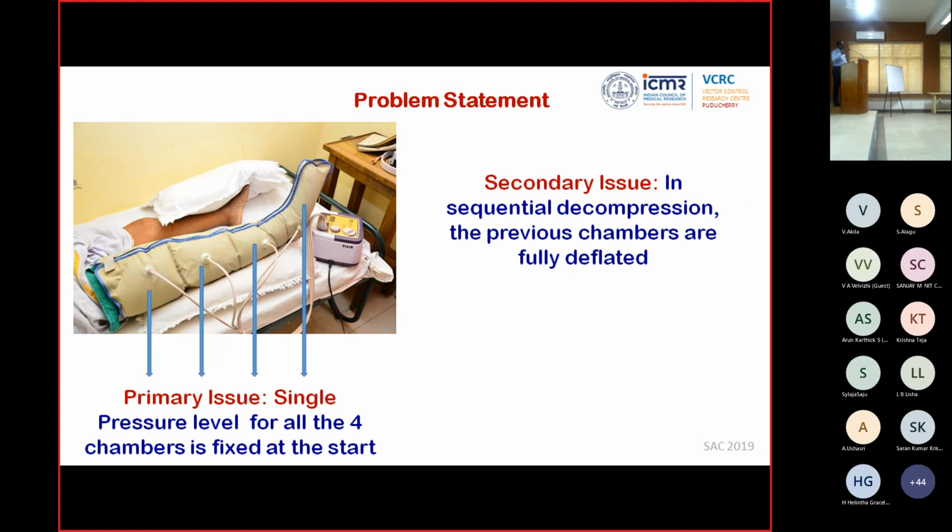once the proximal compartment gets deflated and the next compartment is inflated, there is a possibility of the flow of the fluid in both directions. Isn't it? Suppose you take an example of the second compartment. The first compartment is deflated, the second compartment is inflated. So there is a possibility of the fluid going to the third compartment and also to the first compartment. So these are the two problems in the existing machine, and for that reason the patient is not able to get the desirable relief. Next slide, please.